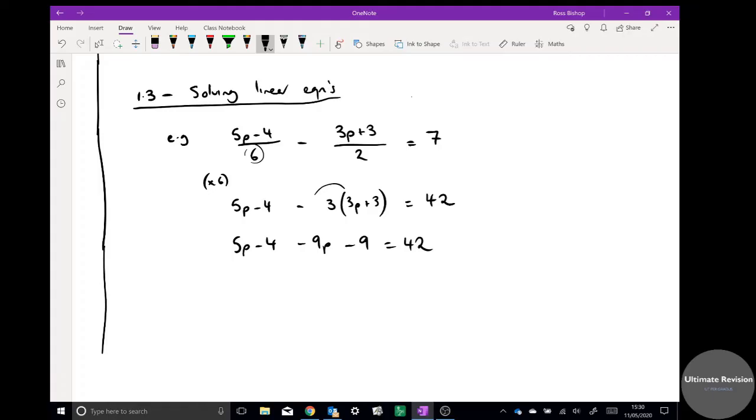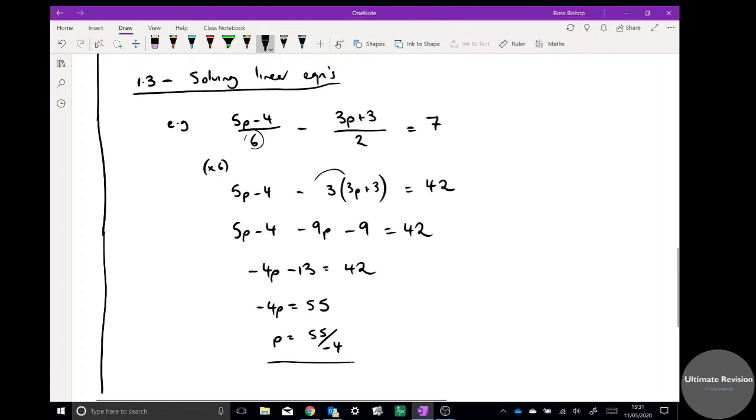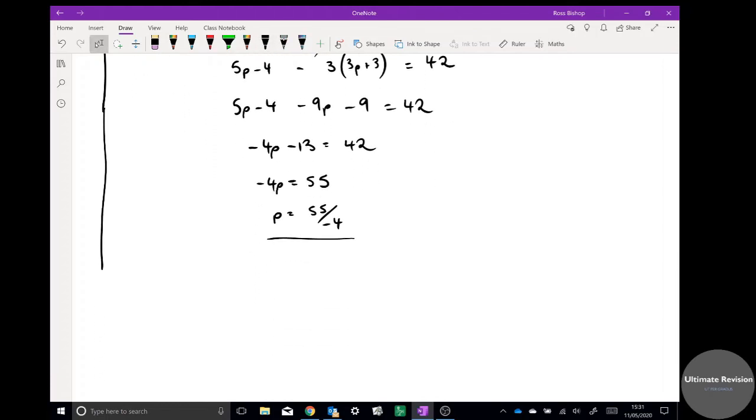2. Group these two. Minus 4p. 2. P is going to equal 55. I think that's right. Let me double check. Good to me. Okay, I can always check my answer by plugging it up there as well. Okay, right, that's the example for 1.3.